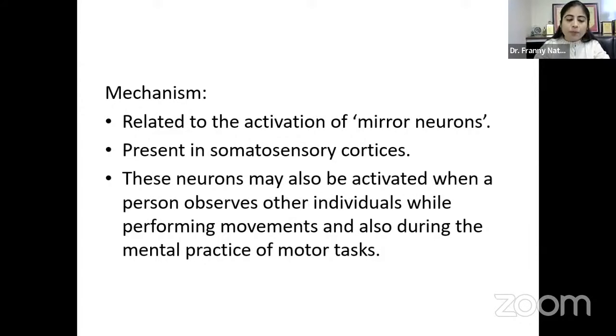Apart from mirror therapy, there are certain other techniques such as action observation technique or motor imagery that are based on the same principles and mechanism of mirror neurons.